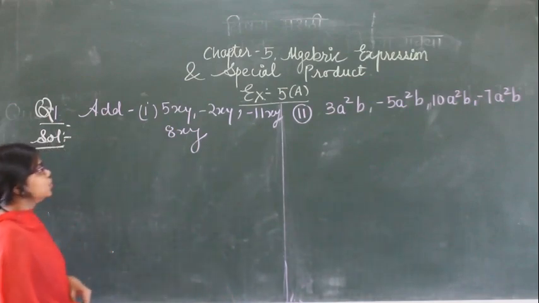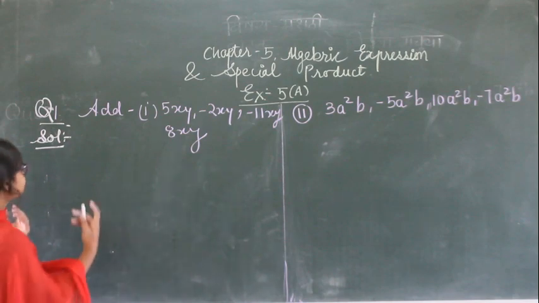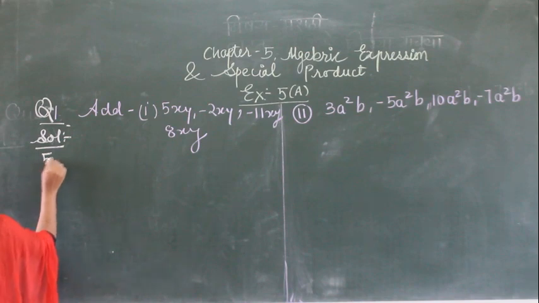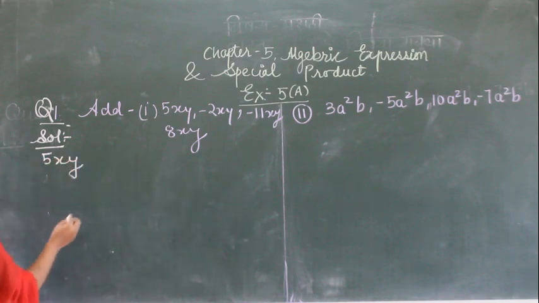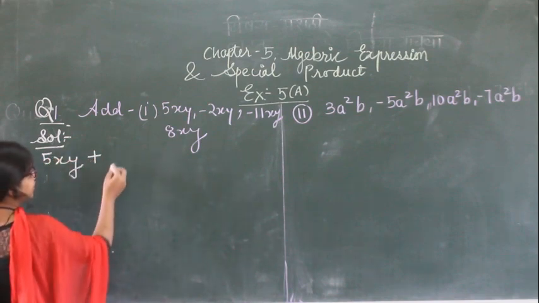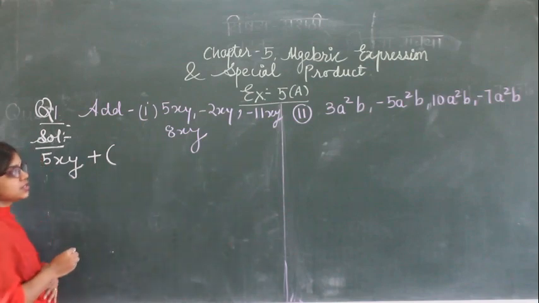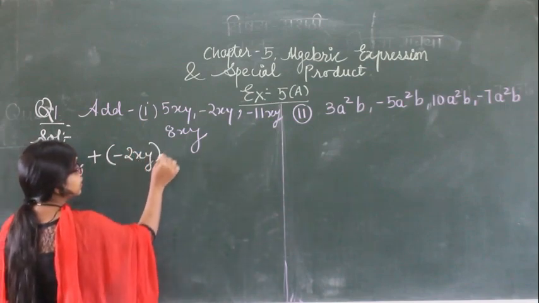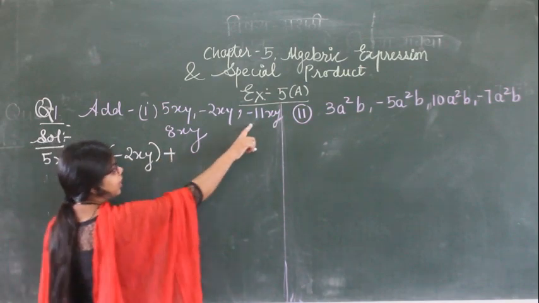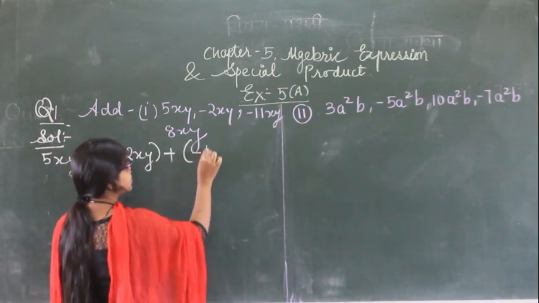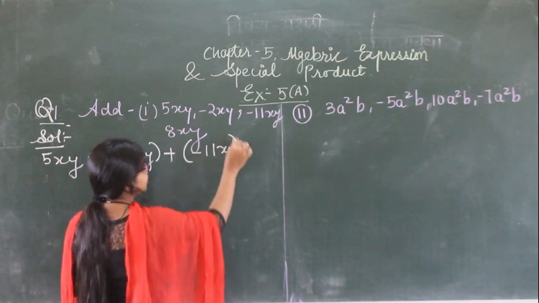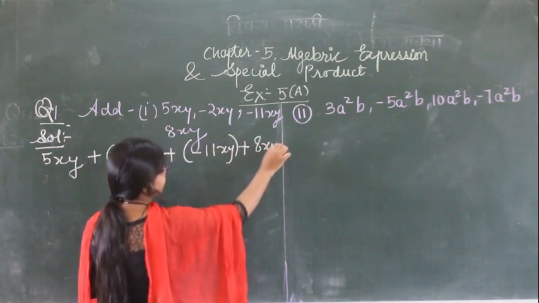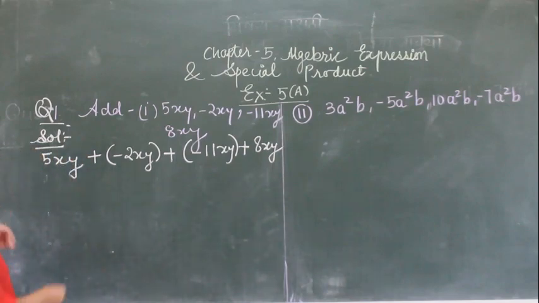So here in this question you have to add. The given question is 5xy, I have to add this, so plus that will be there. Then it is minus 2y. So here I will write minus 2y. Again plus minus 11xy. Then plus 8xy.